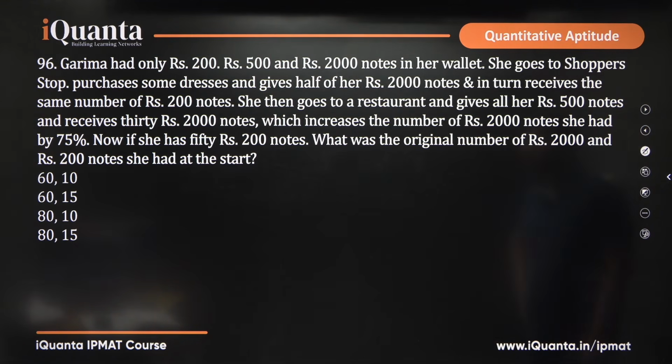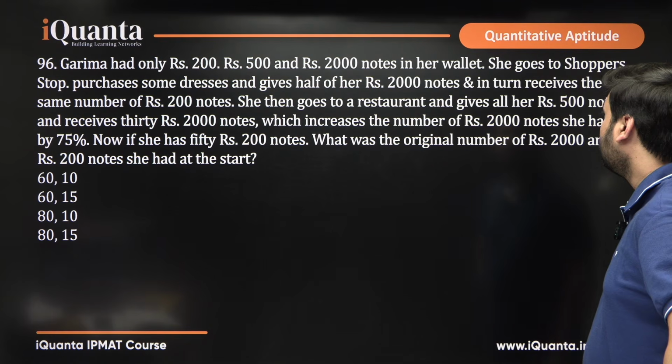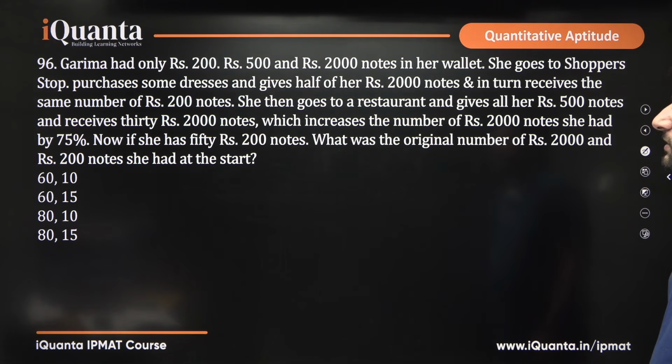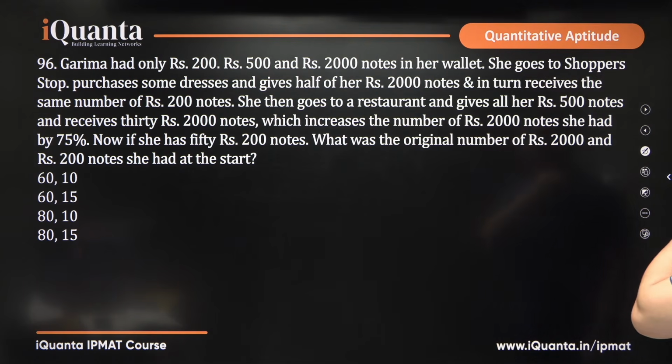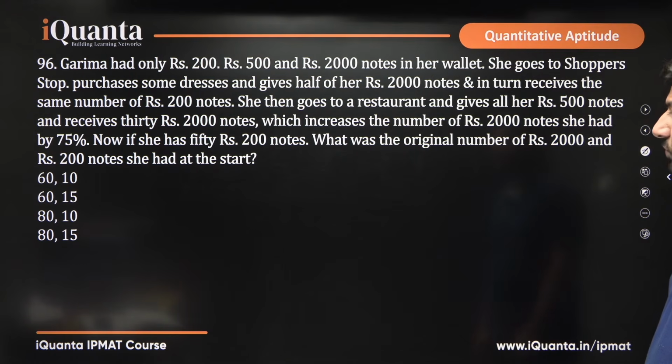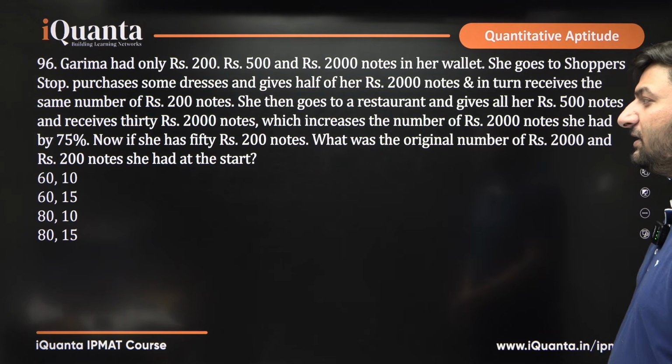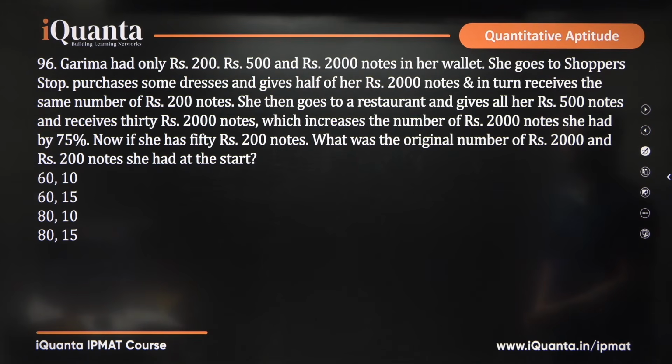Garima had only 200 rupees, 500 rupees and 2000 rupees notes in her wallet. She goes to the shopper's stop, purchases some dresses and gives half of her 2000 rupees notes and in turn receives the same number of 200 rupees notes. She then goes to a restaurant and gives all her 500 rupees notes and receives 30 2000 rupees notes, which increases the number of 2000 notes she had by 75%. Now, if she has 50 200 rupees notes, what was the original number of rupees?